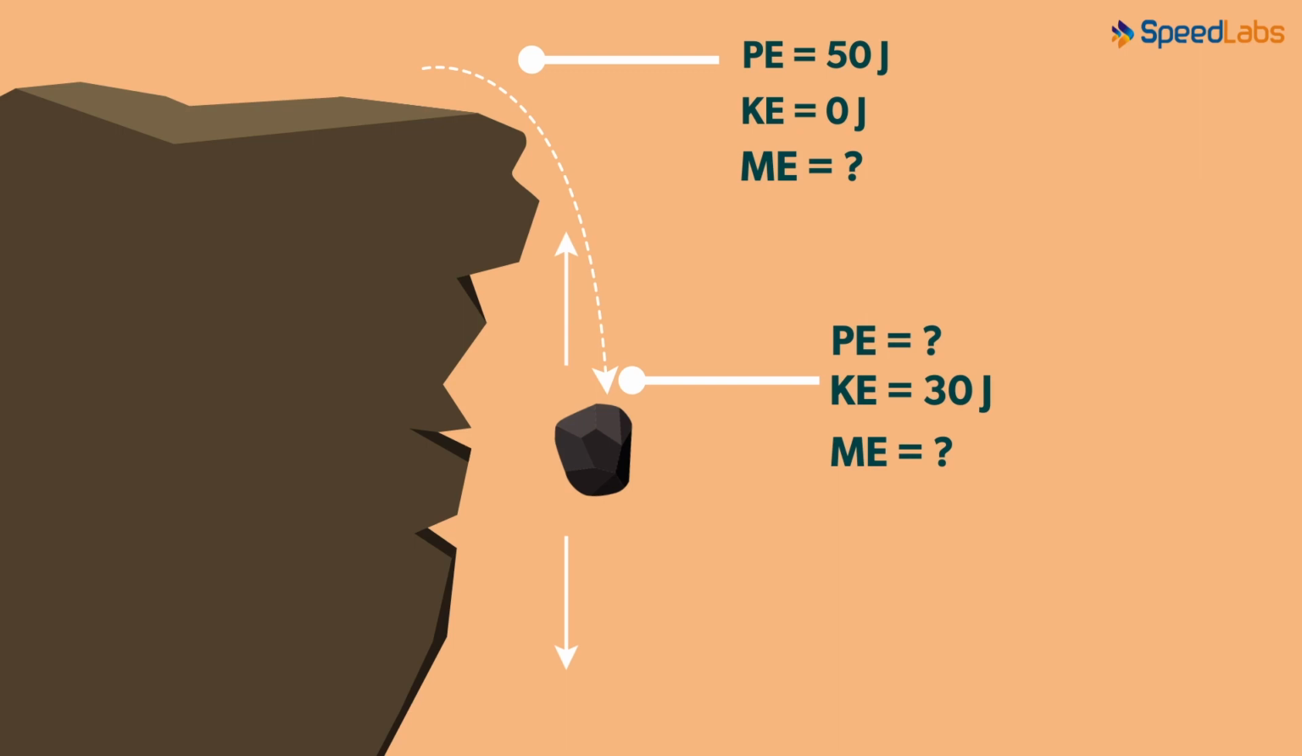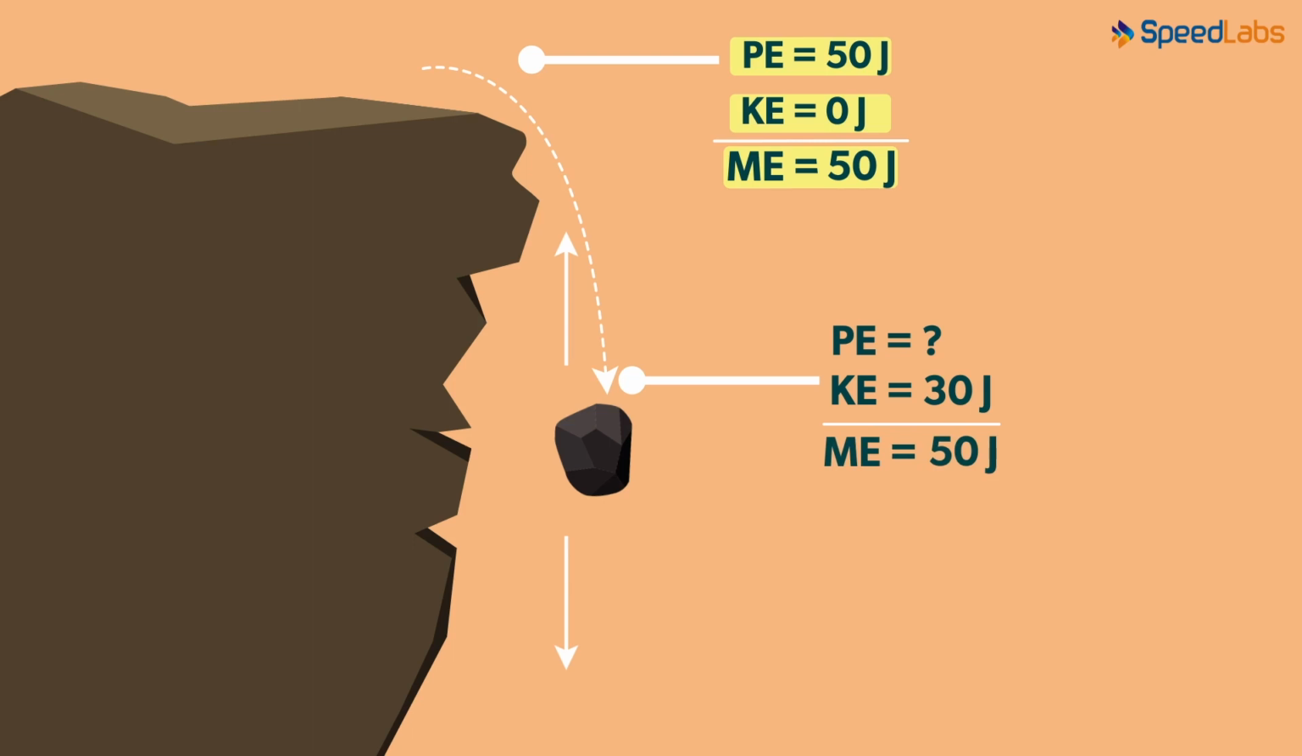Let's see the value of the mechanical energy of the boulder being on the top of the cliff. If we add the potential energy, which is 50 joules, and kinetic energy, which is 0 joules, we get the total mechanical energy at the top as 50 joules. Now, based on the law of conservation of energy, the mechanical energy will remain constant here. It will be 50 joules again.